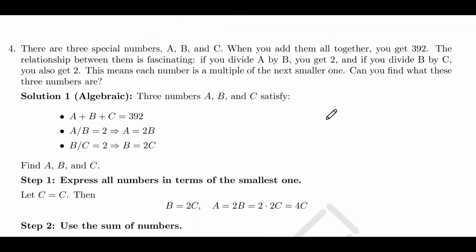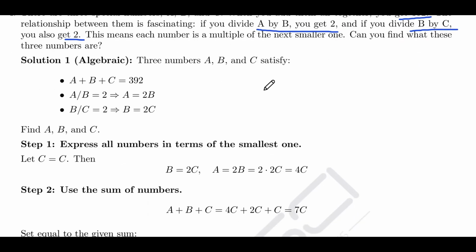Suppose we have 3 numbers, A, B, and C, and they add up to 392. The relationship is strictly multiplicative. A divided by B is 2, and B divided by C is also 2. This means B is double the size of C, and A is double the size of B.